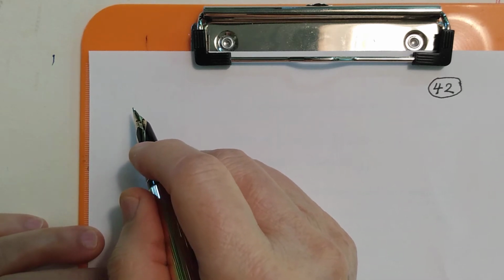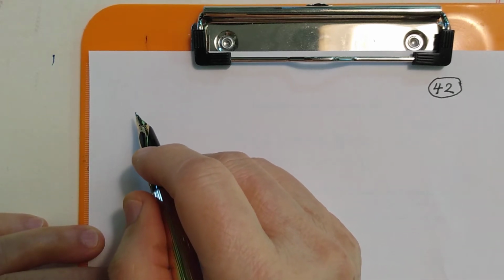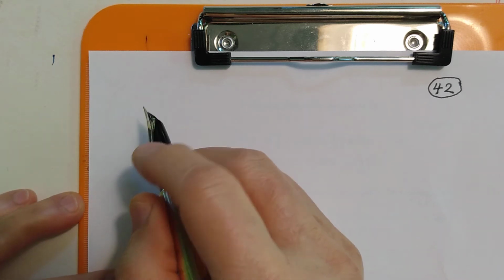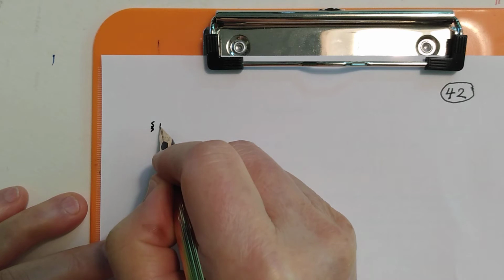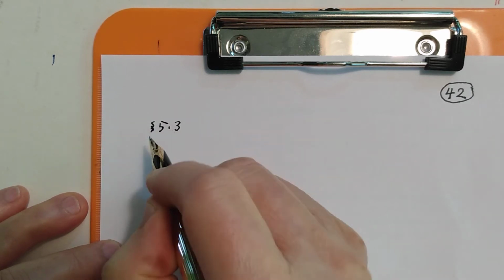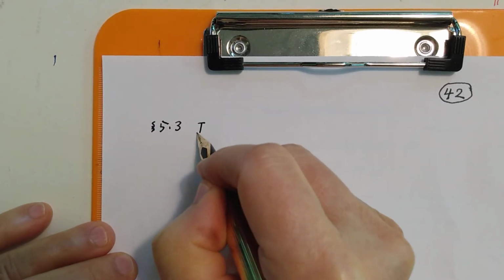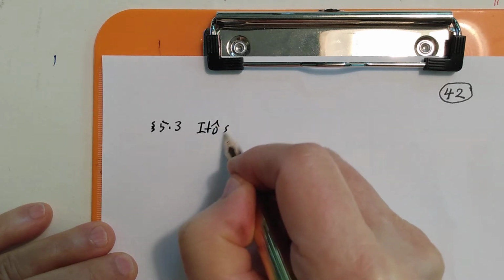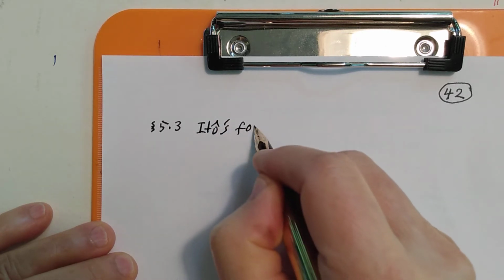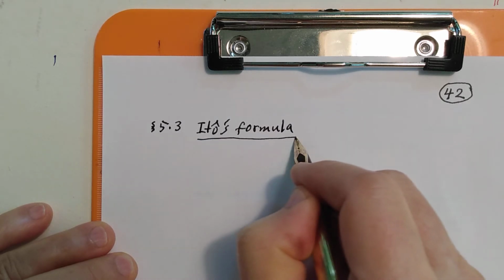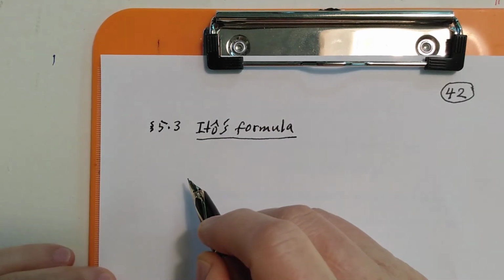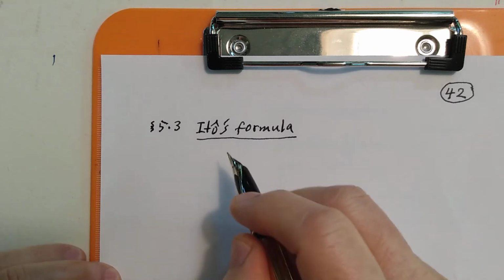And so today we go to section 5.3, Ito's formula for our new theory of stochastic integration.